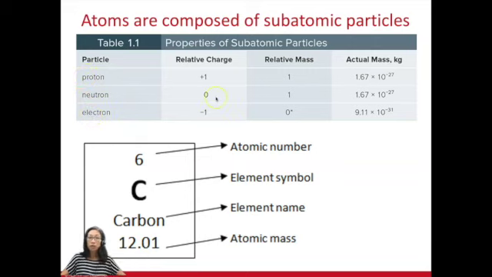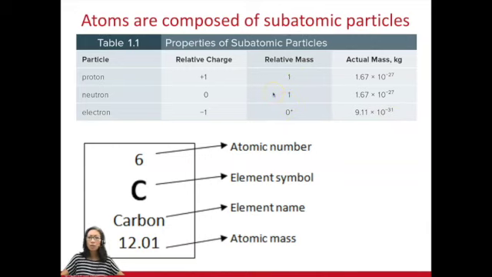A neutron is neutral, no charge, 0, but it does have mass. And then electrons are negative charge, -1, compared to the +1 of the proton. And electrons are considered no mass. Even though it's really, really small, it's considered no mass compared to the other two.